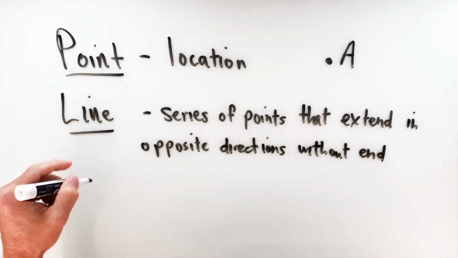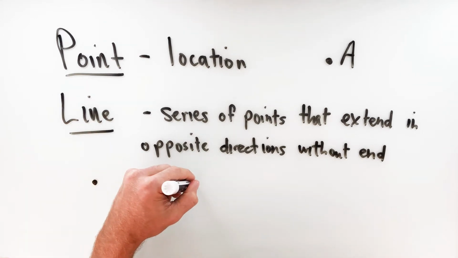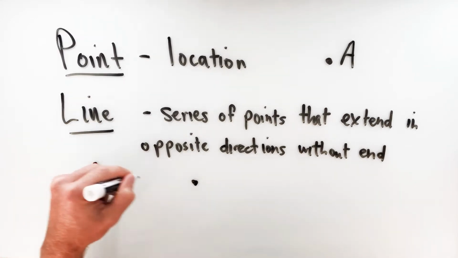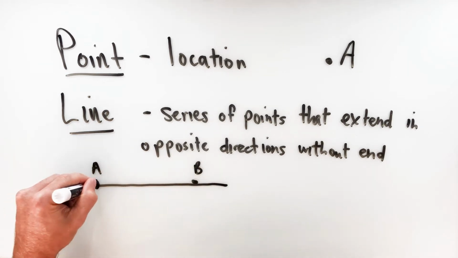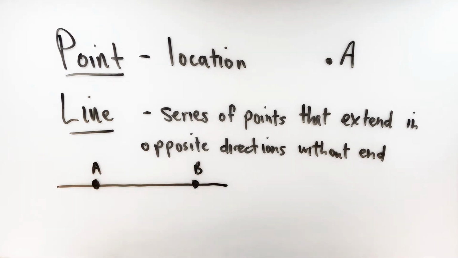So if I have 2 points, say the points are A and B, and I connect the two, I go through each point like so. That line does go on infinitely in both directions, which is why we put the 2 little arrows on either side. So this line goes infinitely in both directions without end. It continues.